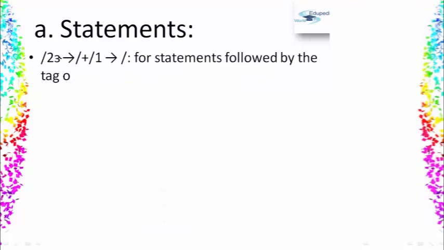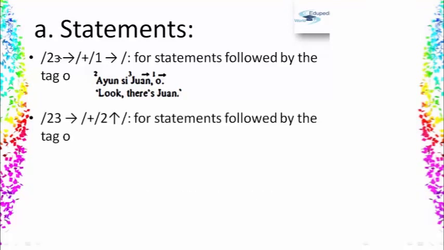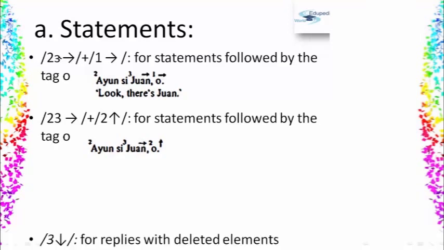Next, we have 2A preceding symbol plus 1 preceding symbol pattern. This is for statements followed by the tag o. Ayun si Juan o. Look, there's one. Next pattern, we have 2-3 following symbol plus 2 up symbol. This is for statements followed by the tag o. Ayun si Juan o.